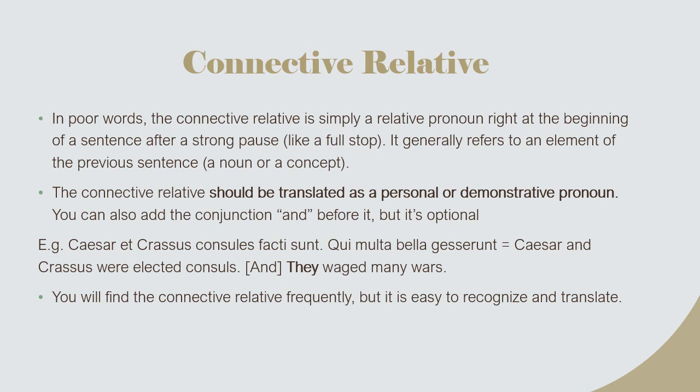So here, for example, I think that the "and" can be omitted, because otherwise, I don't know, it doesn't sound too beautiful to me in English. So in this case, as you can see, the connective relative is qui, because it comes right at the beginning of the second sentence after a full stop. So the connective relative is a quite frequent construction in Latin, but as you can see, it is very easy to recognize and translate. So it is very difficult to go wrong.